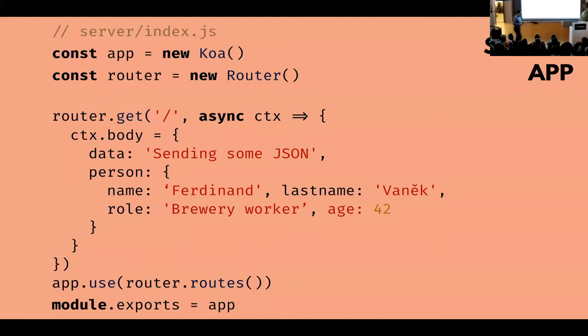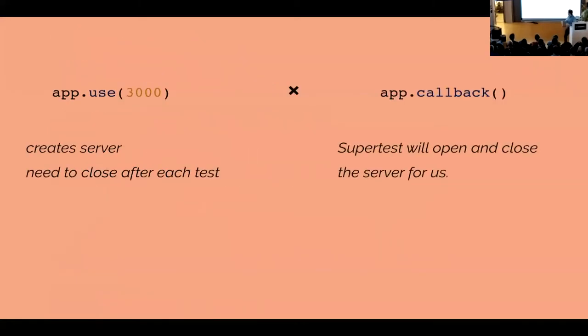Right, so how do we test this? One more thing, and that's important: I export the application. I don't export the server. I export the KOA app. Why is that important? It makes testing much easier. This should be app.listen, my bad, which starts a server. So if I would run the listen part, KOA would already create a server on some port.